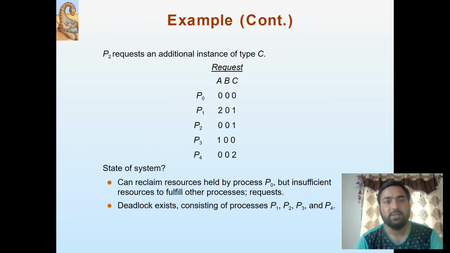So suppose P2 requests an additional instance of type C, then what will happen? What will be the state of the system? Can the system reclaim resources held by the process P0 but has insufficient resources to fulfill other processes' requests? So there exists a deadlock in the system consisting of the processes P1, P2, P3 and P4.